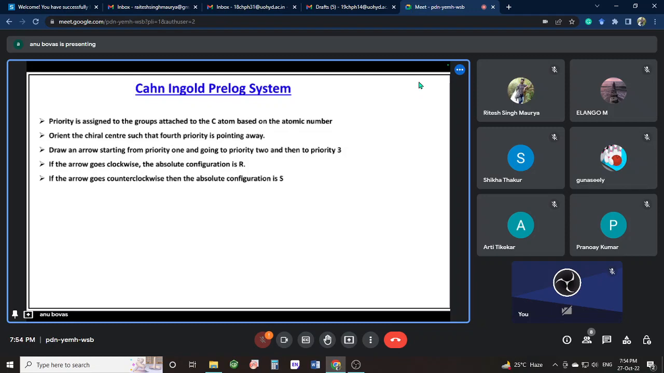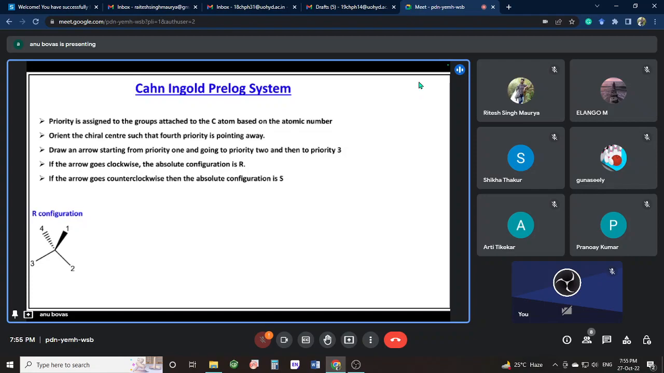Now, the second thing is that the fourth priority group, probably hydrogen or something else like CH3 if the other groups are bigger, whichever is the least priority group, should be pointing away from us. That is one important thing, otherwise you will get the opposite configuration. Now we have to draw an arrow starting from priority 1 through 2 to priority 3. If the arrow goes clockwise, the absolute configuration is R, and if the arrow goes counterclockwise, the absolute configuration is S. R is for rectus in Latin, which means right, and S is for sinister.